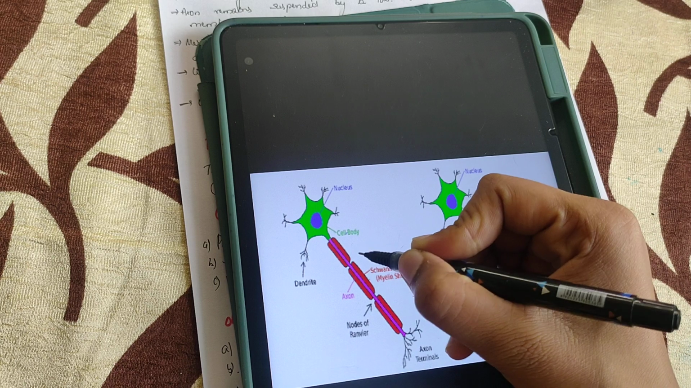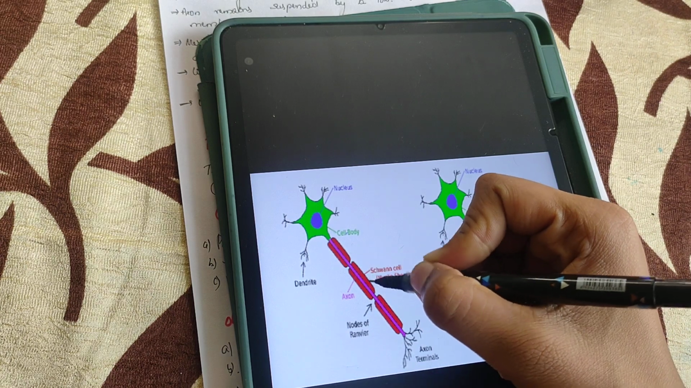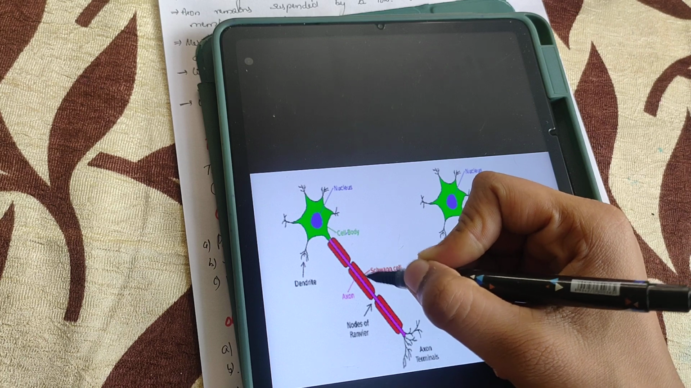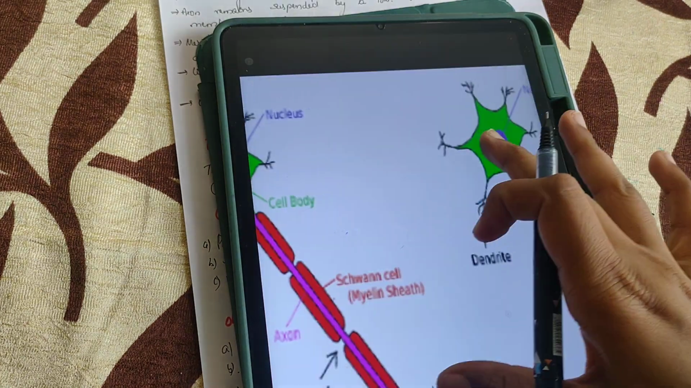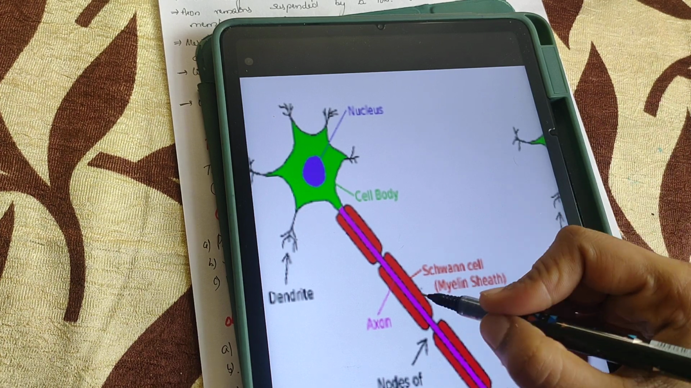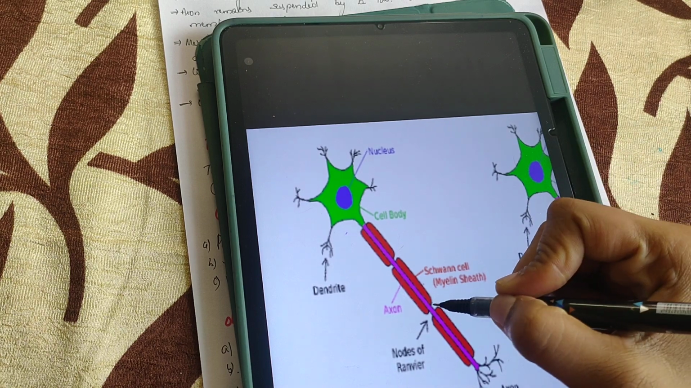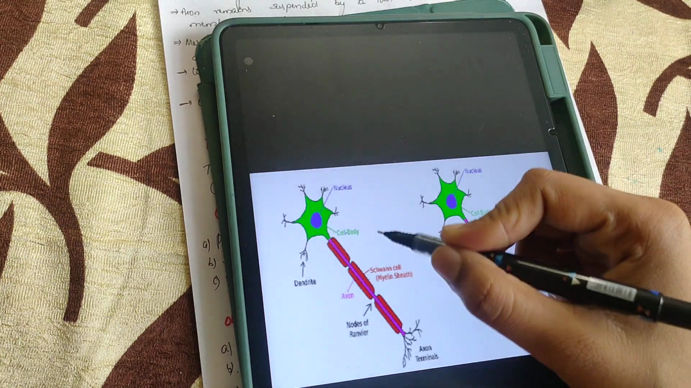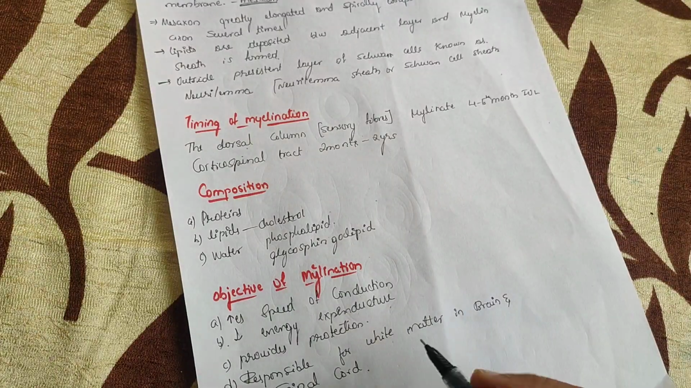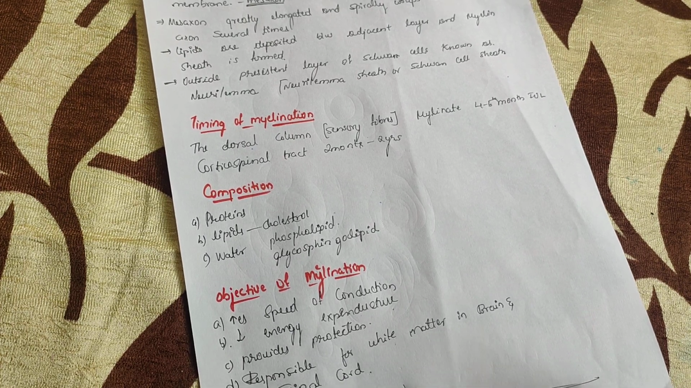Signals jump from node to node, so it utilizes less energy to create an action potential. Normally it utilizes sodium potassium ATPase, but here you need not utilize ATPase as much. So from here it directly jumps here and then here. If we consider this a neuron, this is a myelinated neuron.